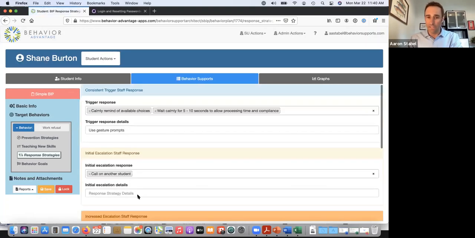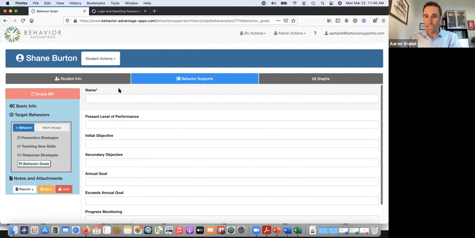And there are obviously details we could type in here. We could write a behavior goal to get everyone to understand how we would get from point A to point B with Shane. What would it look like? Maybe the initial objective is that he agrees on the behavior contract. A secondary objective could be that we actually meet with Mr. Alley, he practices self-advocacy, and we role play some of this. Then our goal could be that by the end of the year, Shane is responding and utilizing the math notebook and the gesture prompts, and we should see a decrease in these problem behaviors, and we can track all of that in Behavior Advantage.